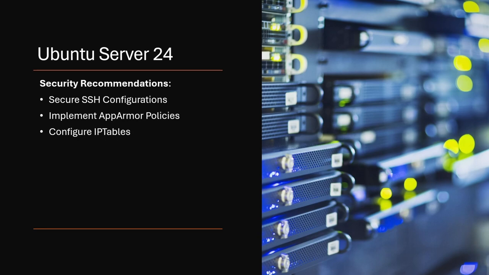For security recommendations for Ubuntu Server 24, I recommend secure SSH configuration by hardening SSH access, which reduces the risk of unauthorized remote logins. Implementing AppArmor policies, as mentioned before. AppArmor confines processes according to predefined security profiles, limiting their access to the system. And also configuring iptables. iptables control network traffic through rule-based filtering, offering a powerful tool for securing server communications.